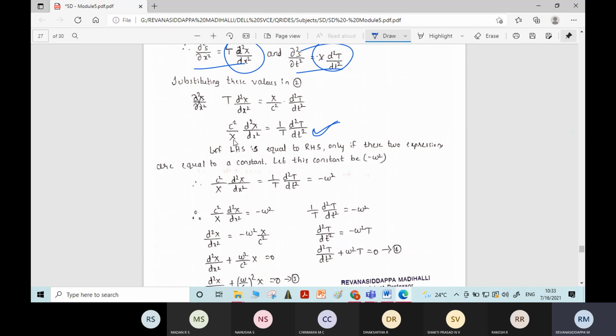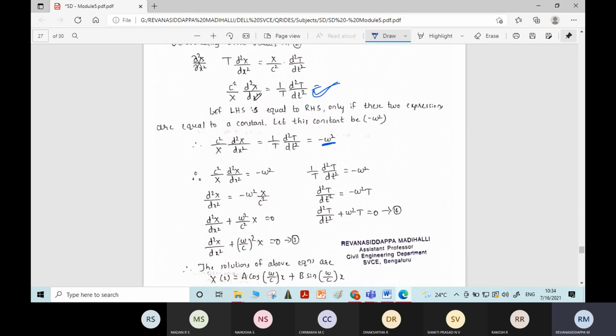In this expression, the LHS is equal to the RHS only if these two terms are equal to a constant. When the values of the LHS and RHS are equal to some constant value, only then can we say that both these expressions are equal. We will equate these two terms to one more constant, that is minus omega square.